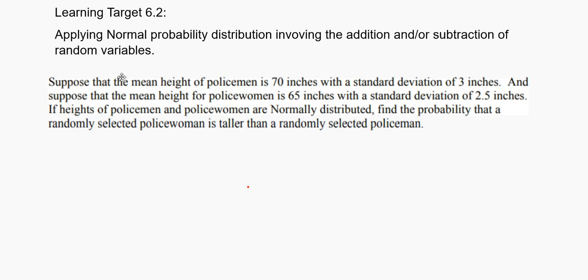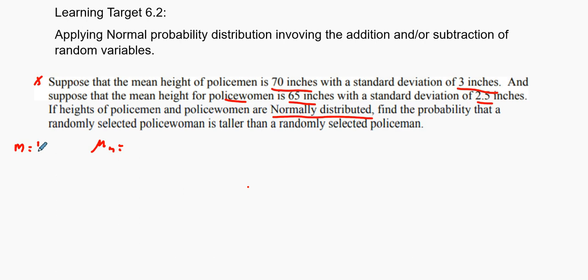All right, we're going to talk about how to apply a normal probability distribution involving the addition or subtraction of random variables. Here's an example that you may find in a book or somewhere else. Suppose the mean height of a policeman is 70 inches with a standard deviation of 3 inches, and the mean height of a policewoman is 65 inches with a standard deviation of 2.5 inches. If heights of policemen and policewomen are normally distributed, find the probability that a randomly selected policewoman is taller than a randomly selected policeman.